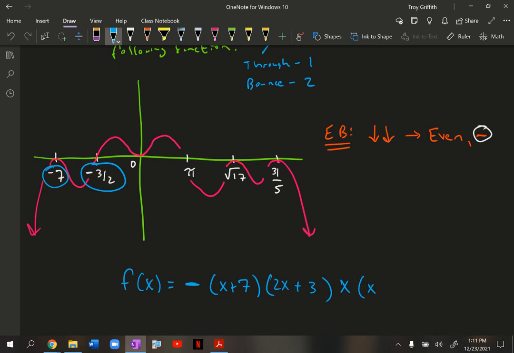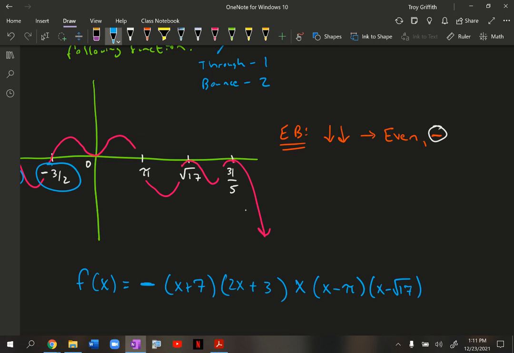How would I get a pi? Well, that would be an x minus pi. How would I get a square root of 17? Well, that would be an x minus the square root of 17. And then how would I get a 31/5? Well, that would be from me adding 31 and then dividing by 5. So I'm just thinking in reverse here. So I'm getting all my x-intercepts listed.